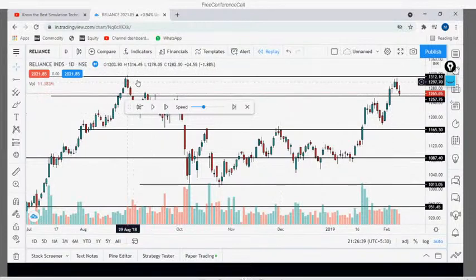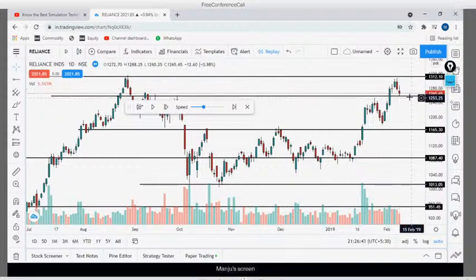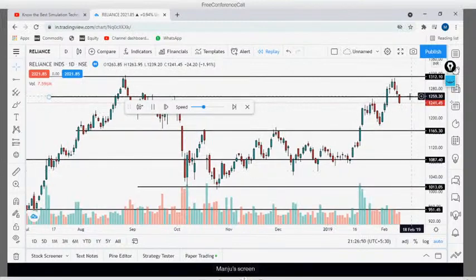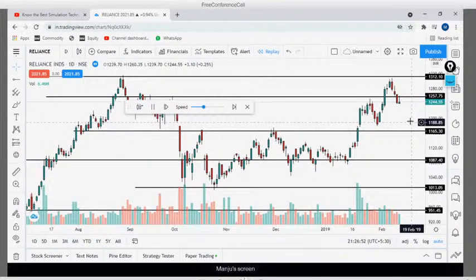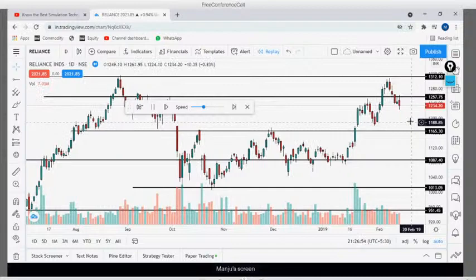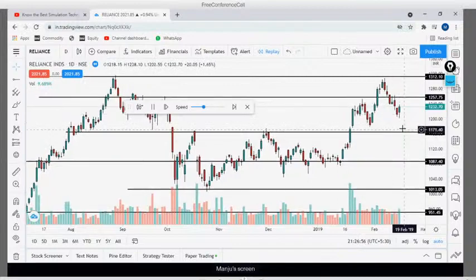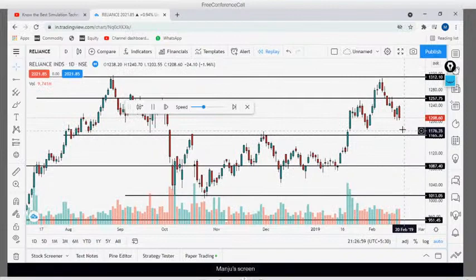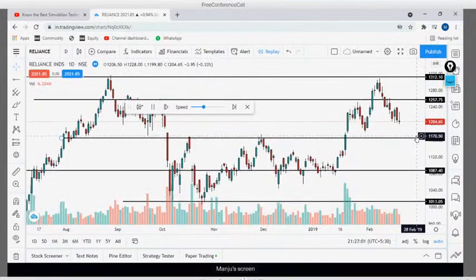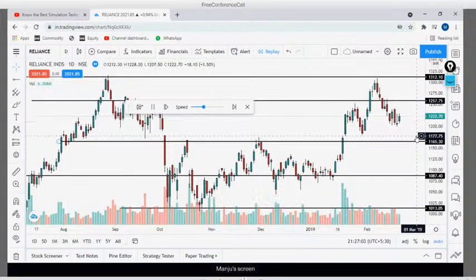See here, this was your previous resistance. At the same level it reacted and started coming down, and it is now taking the support. Let's see now what it is going to do. Okay, we'll see. See, it broke this one and started coming down. Still playing near support. See how slowly it is coming down.